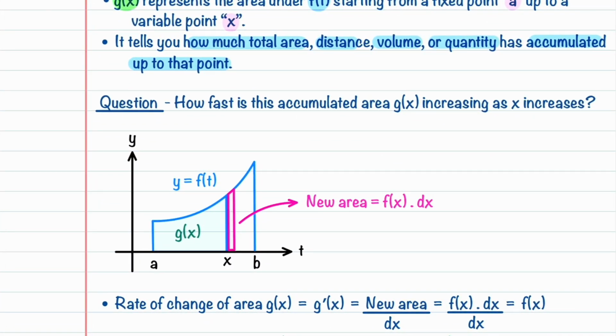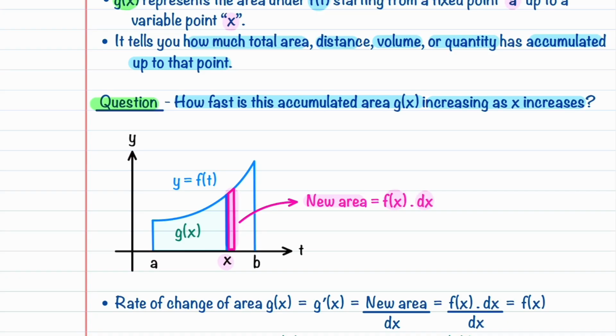Now that we understand that g of x is the accumulated area, the next question that we need to answer is how fast is this accumulated area g of x increasing as x increases? As x increases by a small amount, the accumulated area is also increasing by a small amount, and this amount is shown here in pink. This new area is equal to f of x times dx. That's just the height times the width.